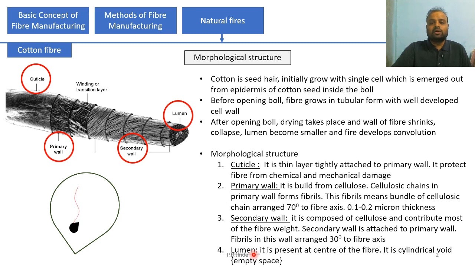The lumen is a hollow central part, which we call a void. There's nothing inside it. Earlier, in the developing stage, the lumen occupies almost 35% of the fiber diameter. Now, as the fiber builds up cellulose, the lumen starts to shrink and becomes 5%. So this is all about the morphological structure.